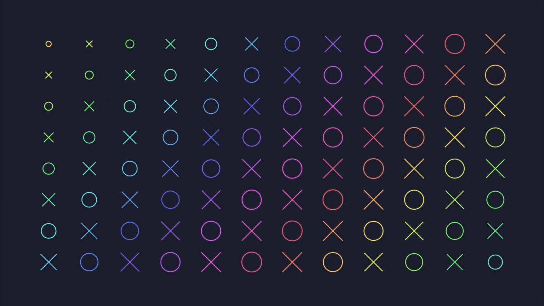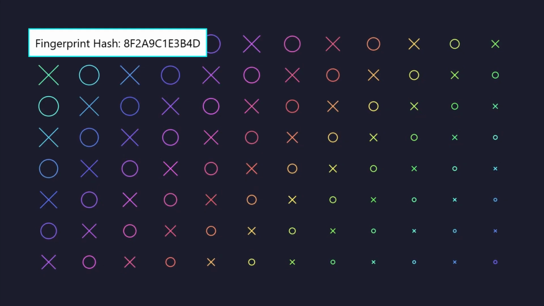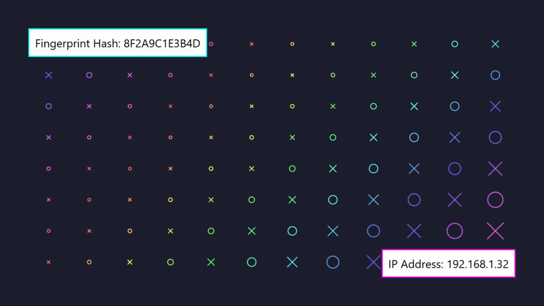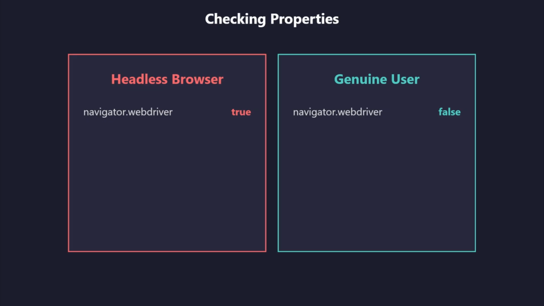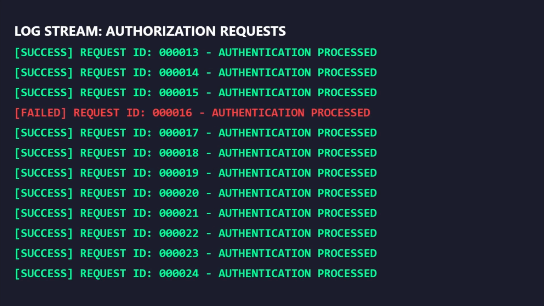Use canvas fingerprinting to identify unique hardware and software configurations. By rendering a hidden graphic on the client side, you can generate a hash that identifies the device, even when the Internet Protocol address changes. Detect headless browsers by checking for specific properties like window.navigator.webdriver. Genuine user environments will have consistent screen resolution and font lists that automated headless environments often fail to emulate correctly.